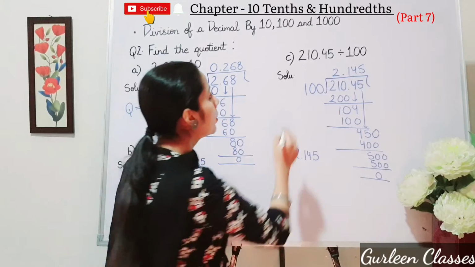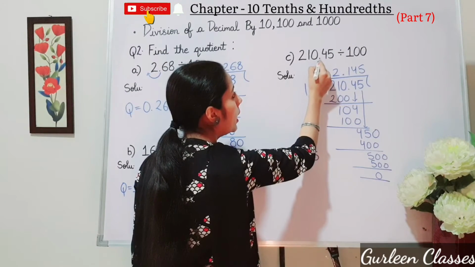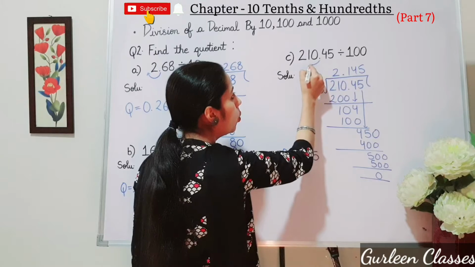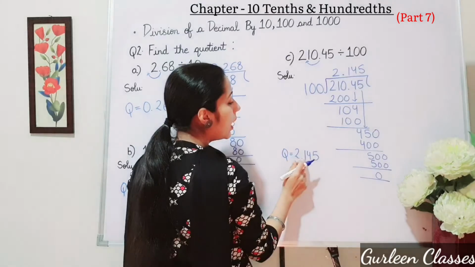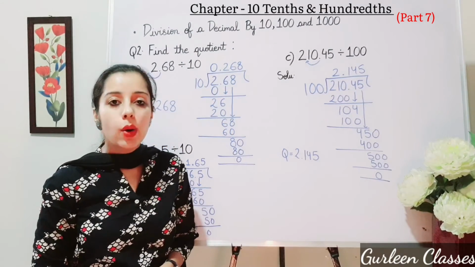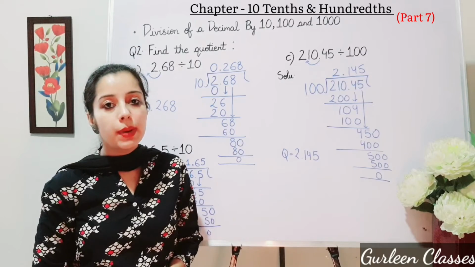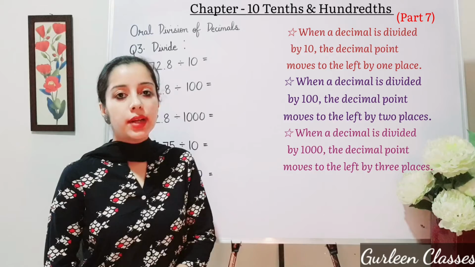Let us see here. Initially the decimal point was between 0 and 4. It moved to the left by 2 places. So now the decimal point will be between 2 and 1. So the answer is 2.145. I hope students division of a decimal by 10, 100 and 1000 is clear. So let us do oral division of decimals.